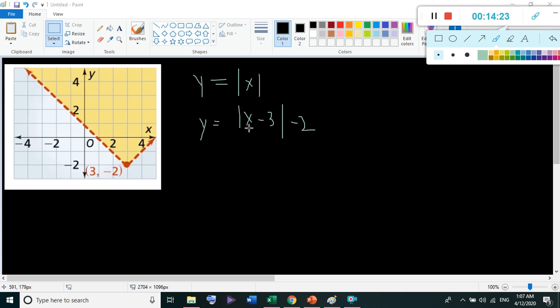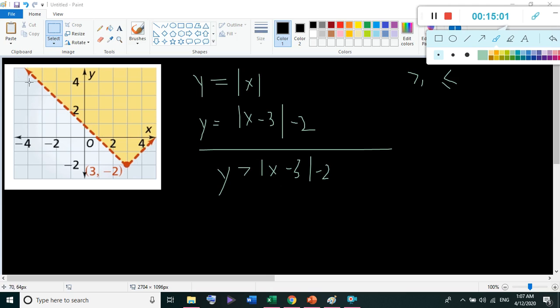Now we're going to think about whether it's going to be greater than, less than, greater than or equal, or less than or equal. How are we going to know this? Since obviously the graph here is above the V shape, the V boundary that we have, it's going to be greater than. Okay, so let's put it in our minds that because it's above it, it's going to be greater than. y is greater than the absolute value of x minus 3, minus 2.